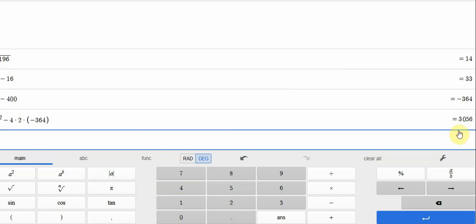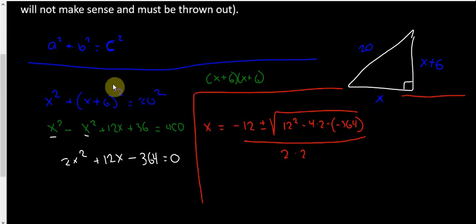Boom, ends up being 3,056. So the negative and the negative here make this a positive. And we get this really large number, 3,056. Okay, so what we're looking at here is negative 12 plus or minus the square root of, and we used a calculator to find this, 3,056 divided by, I think we can handle 2 times 2 is 4.